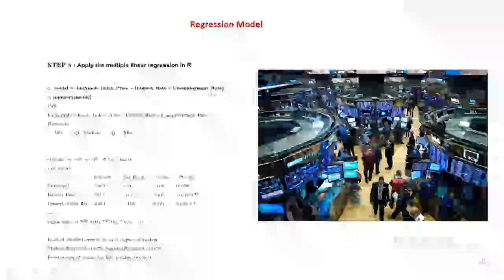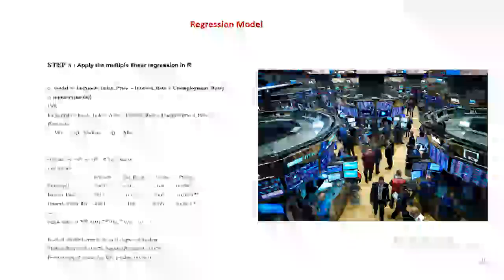Once we type in the summary of the model, this gives us a summary, and R has one of the beautiful features of putting an asterisk. Python also gives you an asterisk. If you look at the last column, for interest rate and unemployment rate, you see there is an asterisk. This means they are significant. It means interest rate and unemployment rate have an effect on stock index price because they are significant.